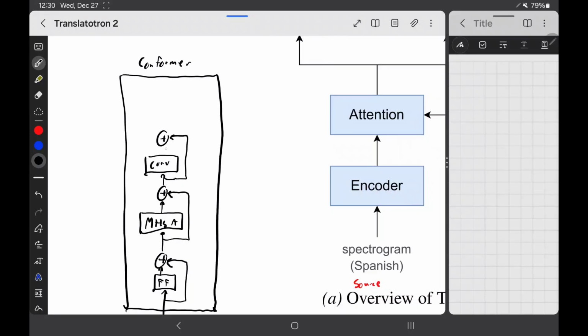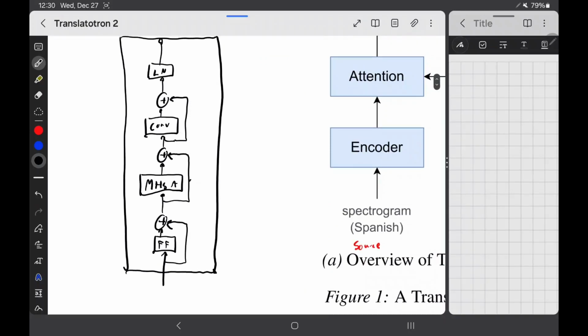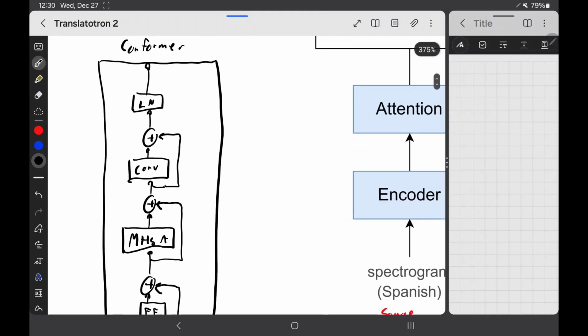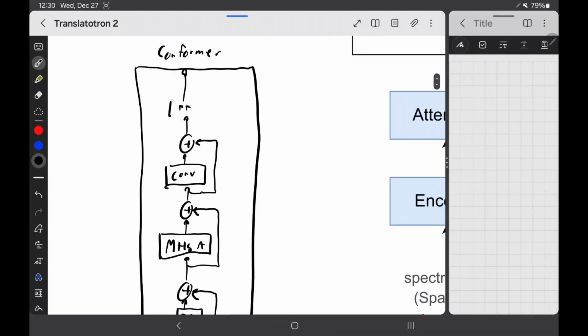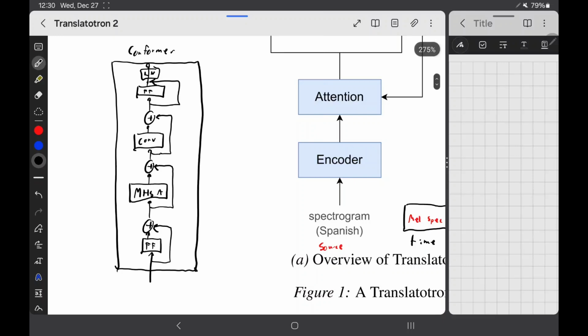And then you have a layer norm, like so. And you just stack these blocks. So you basically captured global dependencies with your multi-head self-attention, and then local dependencies with a convolution. And I think that's, oh, you have a feed forward right here, and then a layer norm, feed forward, and then a layer norm right here. Whatever, there. So yeah, that's a conformer block, and you basically just stack these and you get your encoder.